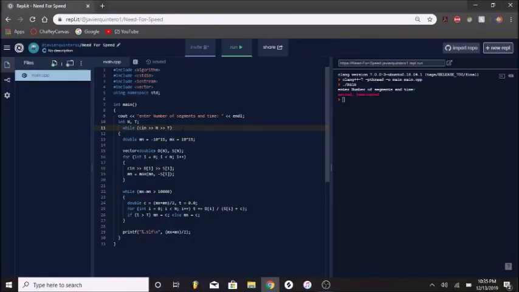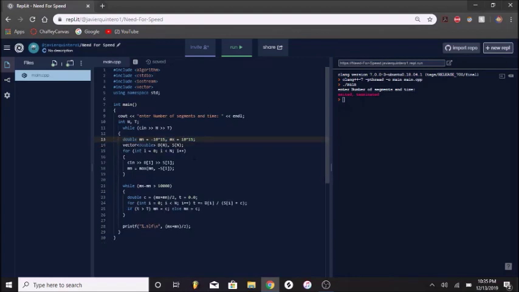So here's the code. I first asked for the number of segments, or n, and the time t, which you can see right here. I also set the parameters right here. I set the min to negative 10 to the 15th power and the max to positive 10 to the 15th power. I didn't bother with input validation just because.